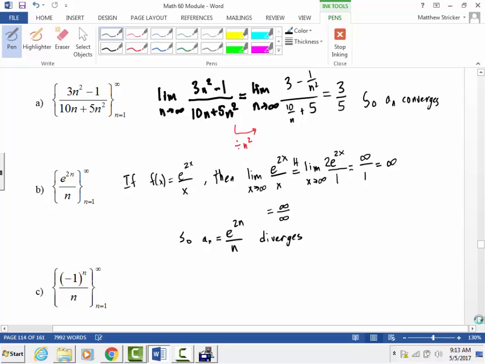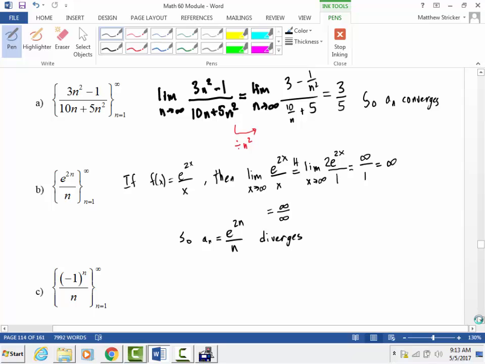Yeah, if you're using L'Hopital's, you should do it in terms of x. Whenever you have to use L'Hopital's, because we can only apply L'Hopital's to functions. We can't apply it to sequences. But there's that theorem that we just talked about. Okay? Any other questions?